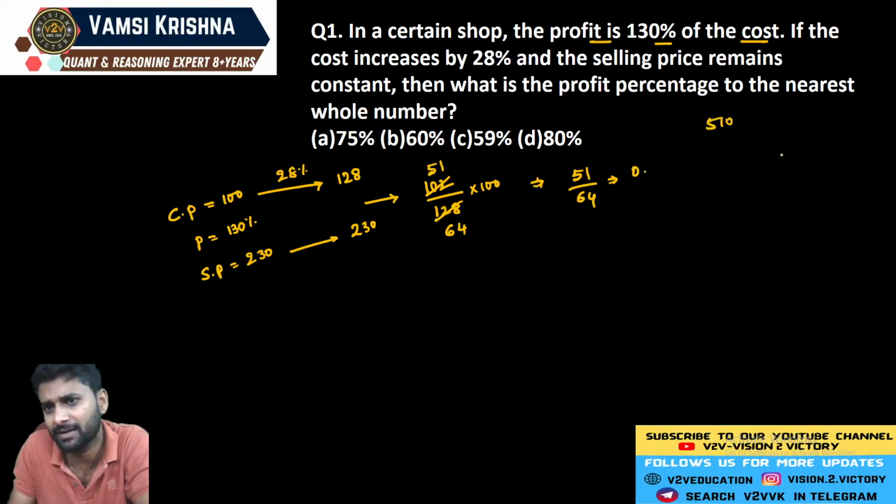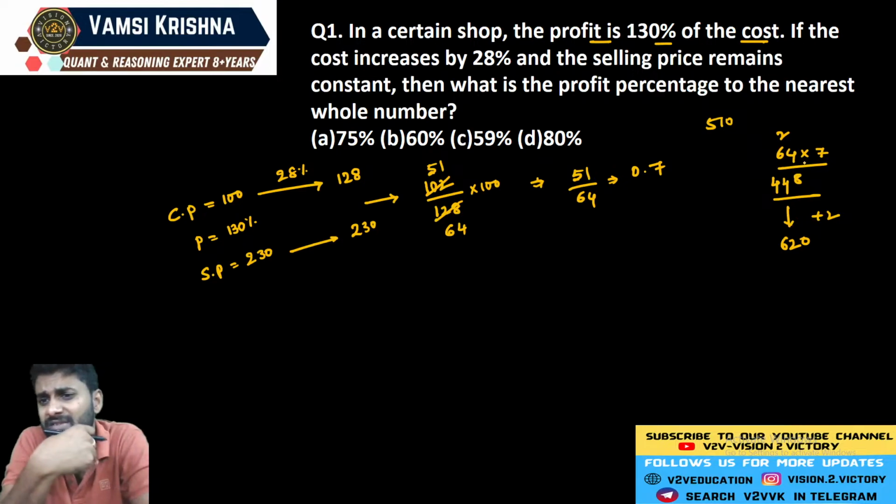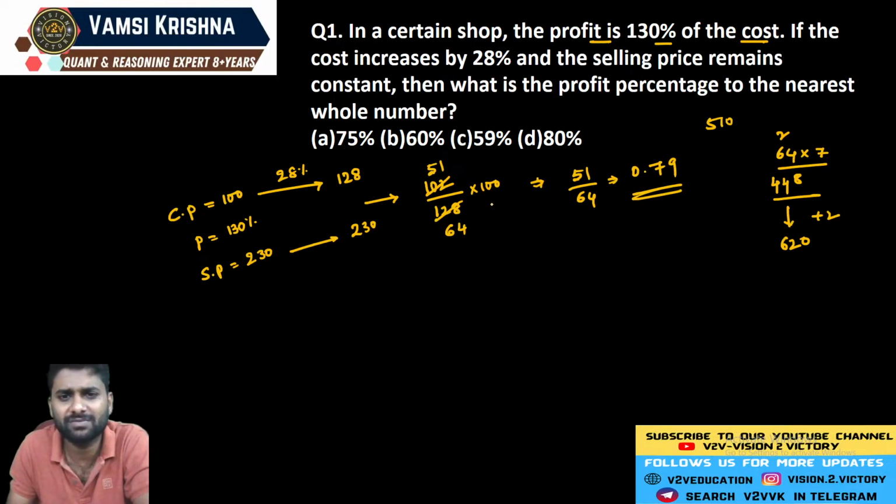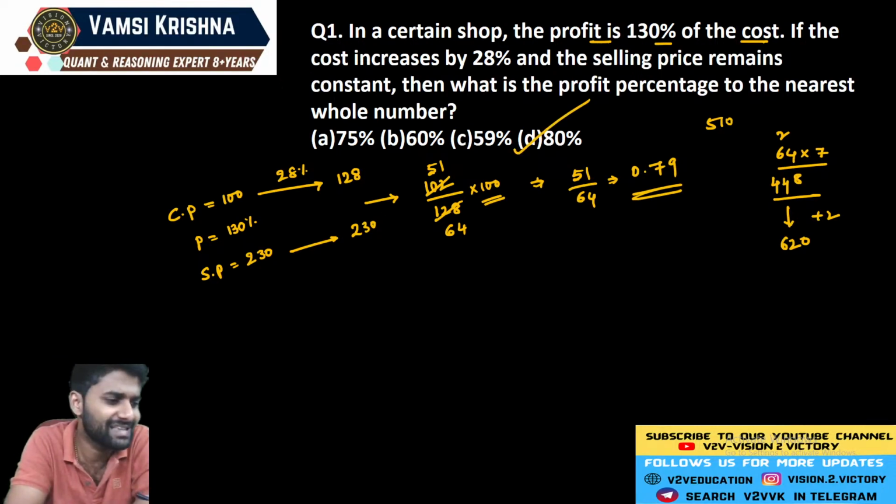Now it becomes 510, right? Now 64 is multiplied by 7 times. 7 4s are 28, 7 6s are 42, so 448. What is the difference of 510 and 448? If you add 2, it becomes 450. Again 60 units extra, total 62 units extra. Again it becomes 620. Now see, it's 0.7 times. Here 64 multiplied by 7 times gives 448. Now we need 620, so definitely the value should be more than 7. More than 7 means approximately the value is 0.79, which is multiplied by 100. The approximation value is 80%.